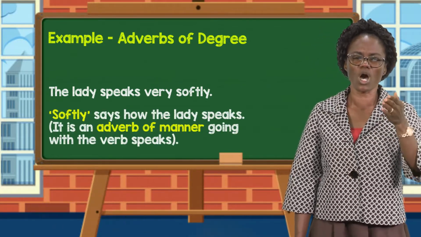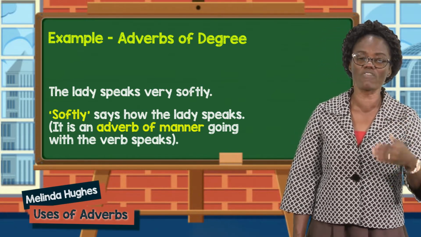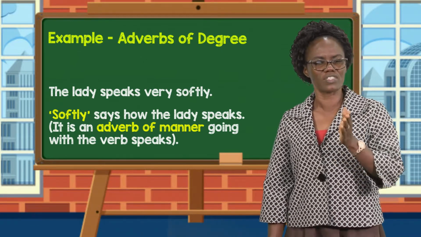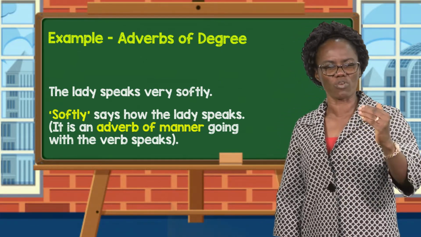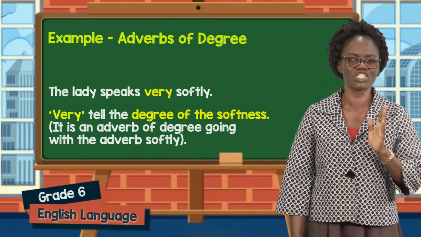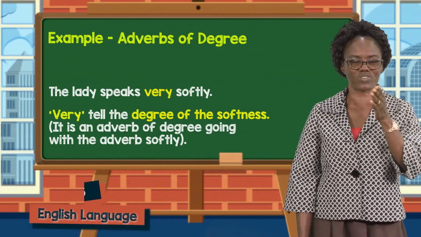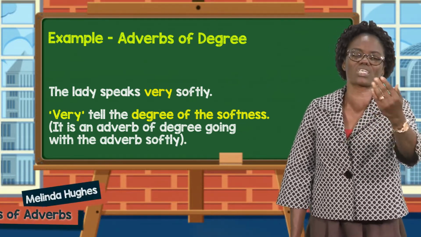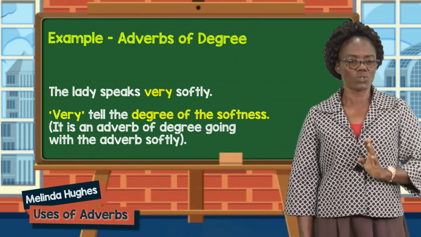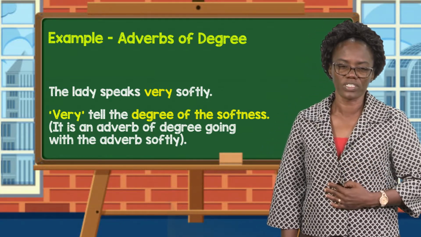Softly says how the lady speaks. So this is an adverb of manner. That's softly. However, it's not only an adverb of manner, but very in that sentence tells the degree of softness. So the degree of softness answers the question, to what extent? Very. So the lady speaks very softly.